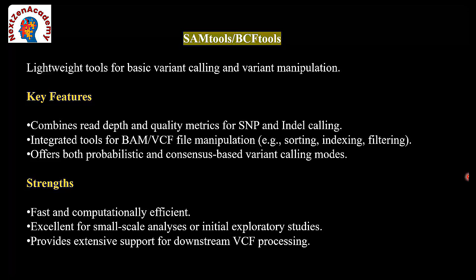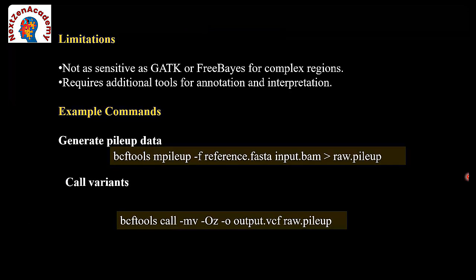So the limitation is that GATK is the most standard variant calling pipeline, which is used over complex regions. To run similarly, we need to download FreeBayes. Once we have downloaded FreeBayes, we need to give the reference FASTA, the input file and the output file. This is generally a single command, right?